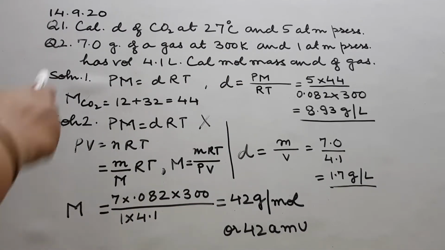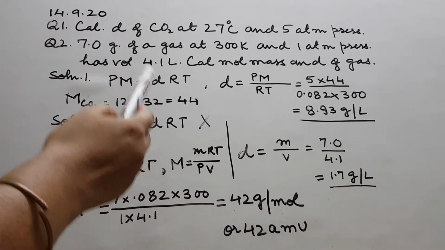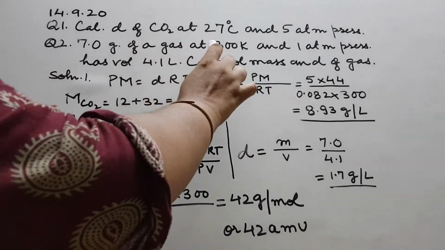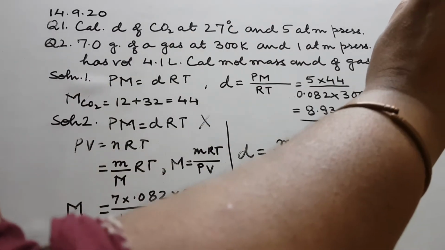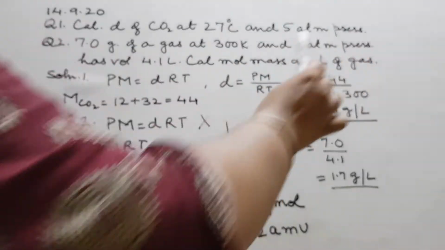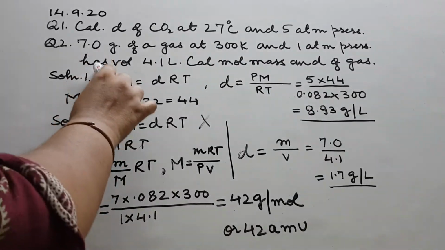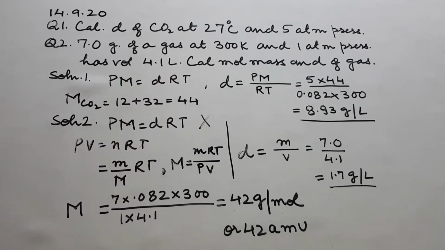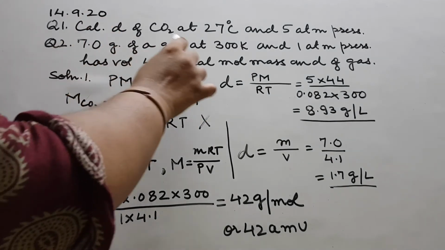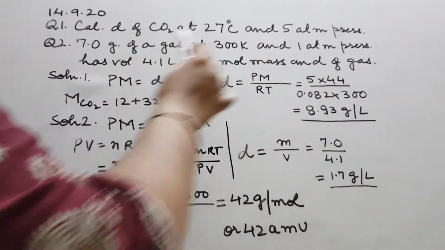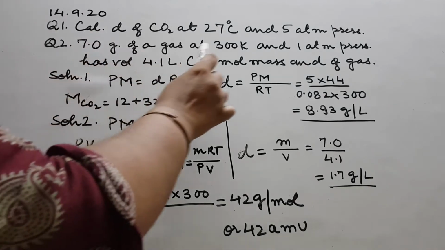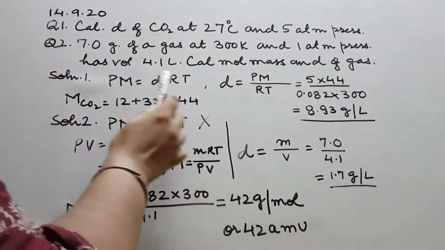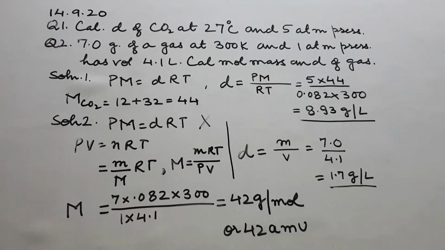Then the second question is: 7 gram of a gas, meaning small m is straightaway given to you, at temperature 300 K. Here no conversion is required, it is directly in K. And 1 atm pressure, P is equal to 1, has volume 4.1 liter. So small m, T, capital P and V are given. Calculate the molecular mass of the gas.